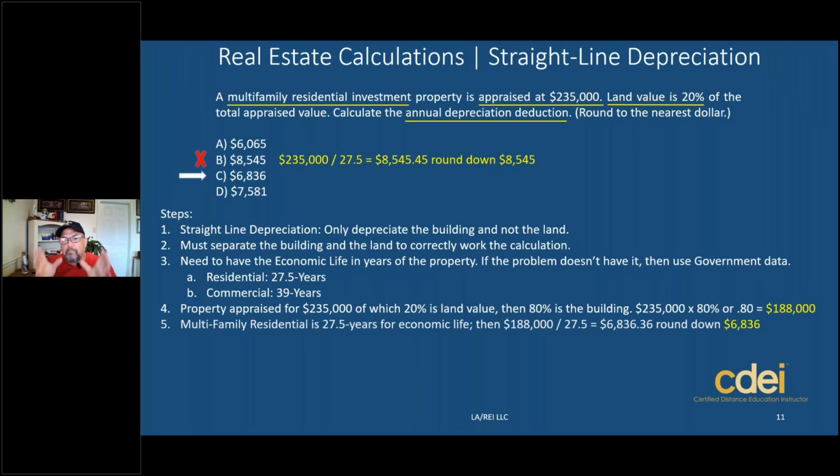There is a step-by-step process you have to know, and you have to read into this question, unpack it, and understand I'm doing a straight line, which means land is included. I've got to pull the land out and only depreciate the building. That's where my 80% comes in. If I just take 235 and divide it by my 27.5 years, I'm going to get the wrong answer. So you need to pay attention to the play on words here and be able to decipher and separate this, unpack this question to where you get the right answer. The right answer, which is $6,836 per year, is what this property will depreciate.